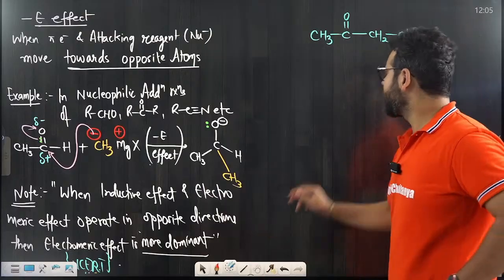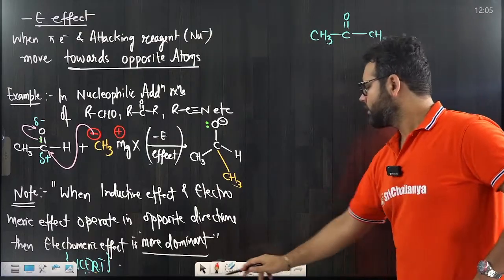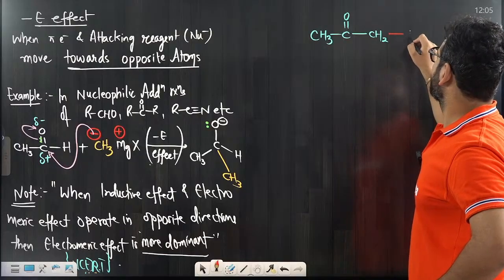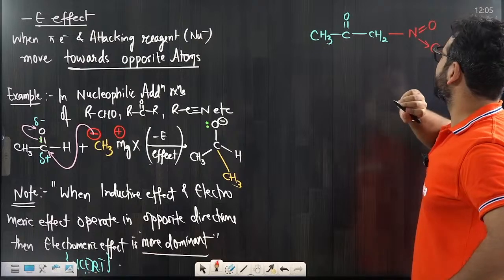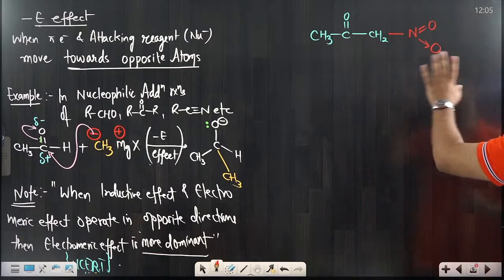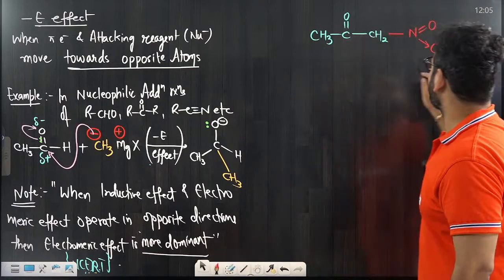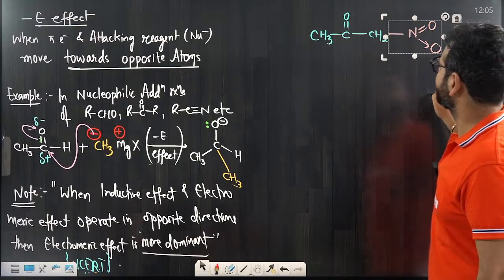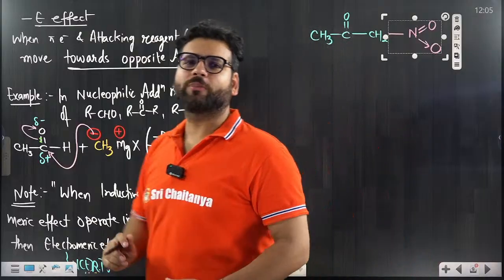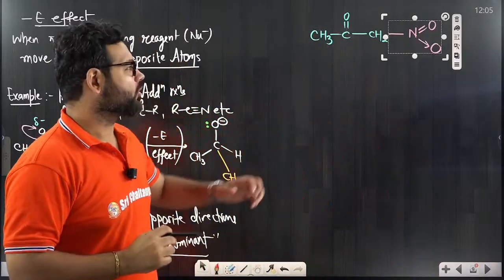Okay, or let me take a highly electron-pulling inductive effect group, NO2. So alpha nitro ketone I have taken. This is acetone on which on the first carbon I have put a NO2 group. NO2 group is a highly electron withdrawing group.